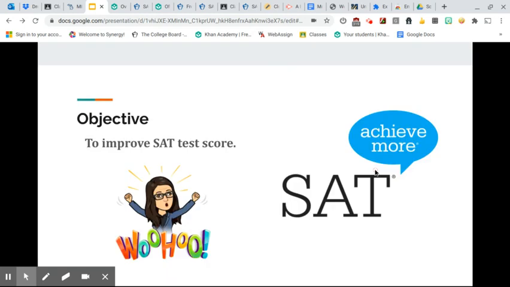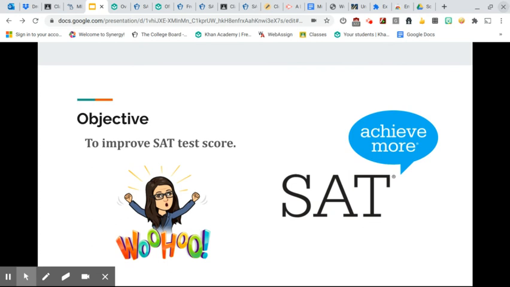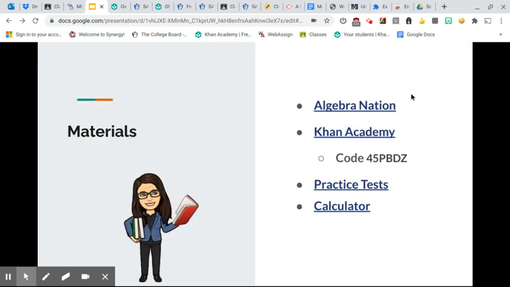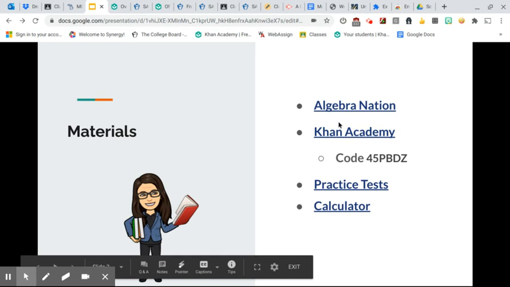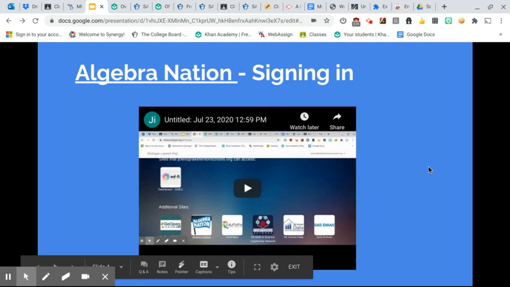Let's get started. Our goal for this class is to help you improve your test scores. Some of the things that we're going to be talking about for this class is that we're going to use Algebra Nation, Khan Academy. Here's the code for the class, practice test, and calculator. So these are all hyperlinks that I created to help you get to those sites as we talk through this. So first thing I want to talk about is Algebra Nation.